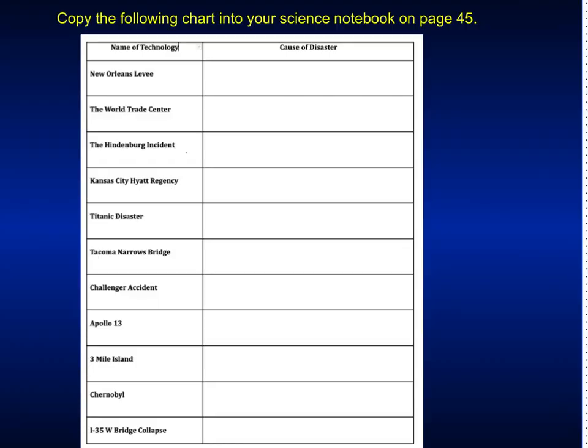All right, sixth graders, next we're going to take a look at 11 different types of technology and the cause of the disaster that happened with these technology. So what I'm going to have you do is copy this T-chart onto page 45 of your notebook. And you want the T-chart to look very similar to what you see on the screen.